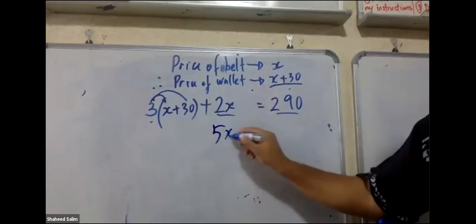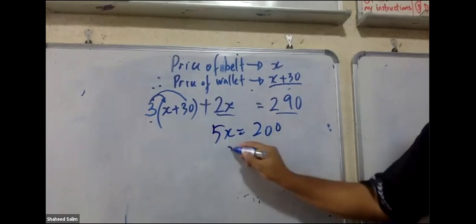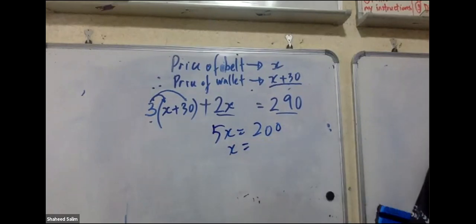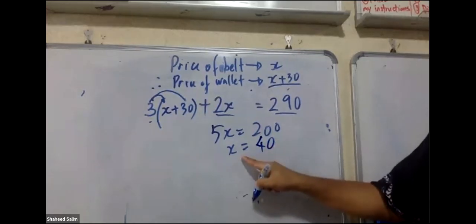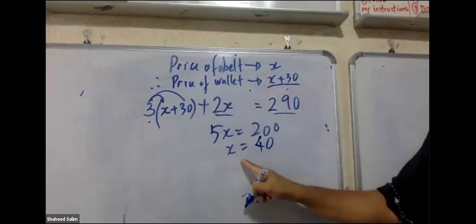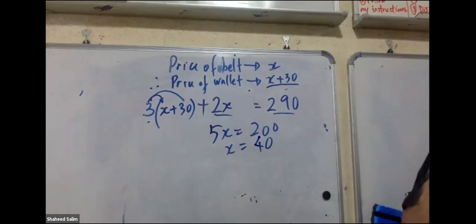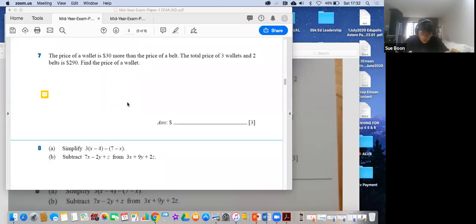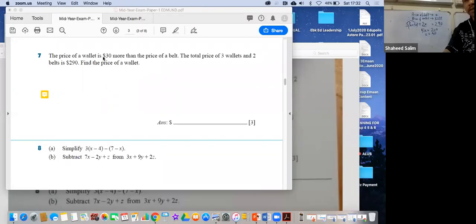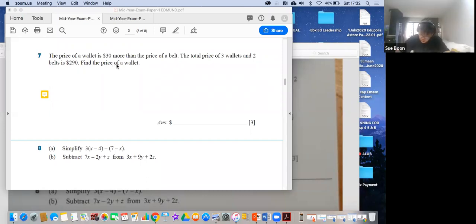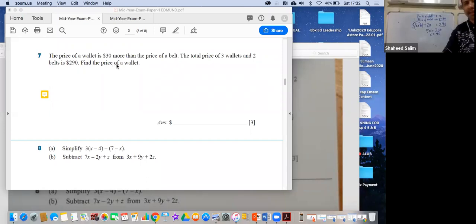5X equals $200. Well done. X equals? 40. Good. What is X? X is the price of the belt. So this is the price of the belt. What is the price of the wallet? Wallet, yes, you can see the question says $30 more. $70. Well done.